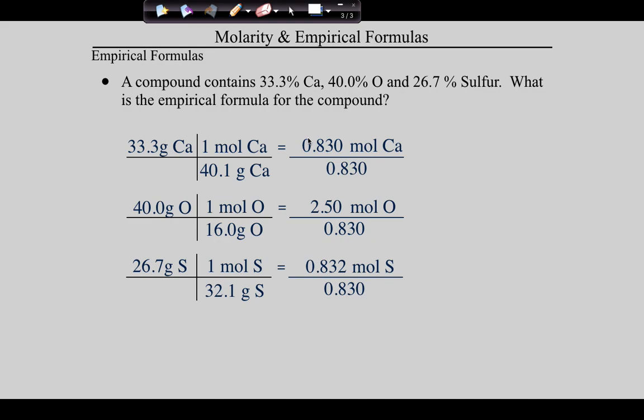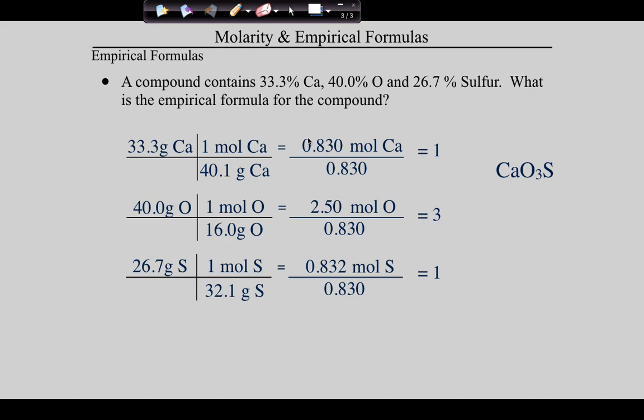Ready? What's any number divided by itself? 1. What's 2.5 divided by 0.83? Functionally, it's 3. It's not exactly 3, but it's so stinking close given the accuracy of our measurements, it's 3. Then guys, what's 0.832 divided by 0.830? Functionally, it's 1. So guys, we've got a 1 to 3 to 1 ratio. Just like in sugar, we had a 1 to 2 to 1 ratio. Here we have a 1 to 3 to 1 ratio, and we can write the chemical formula. 1 calcium, 3 oxygens, 1 sulfur. Boom.